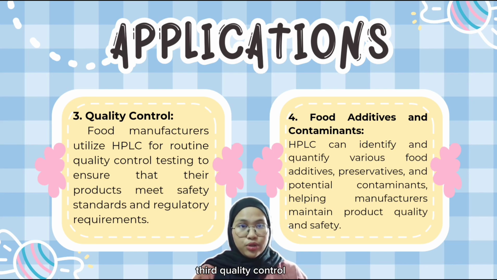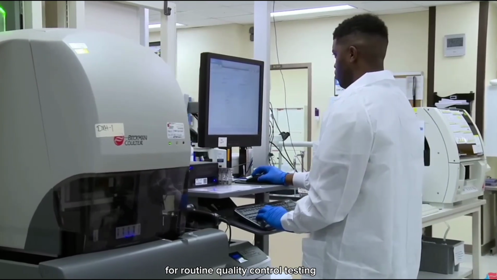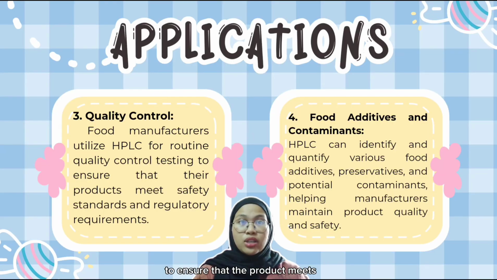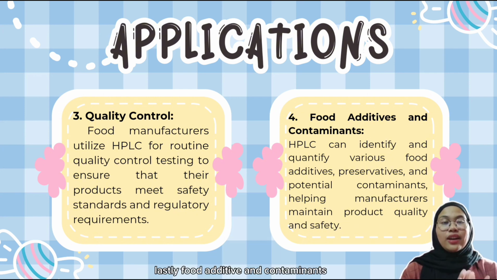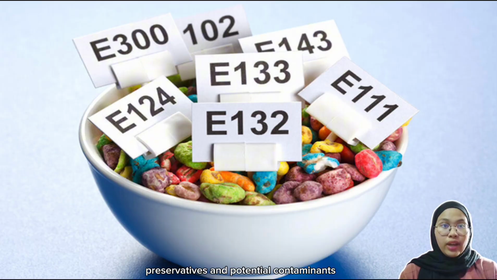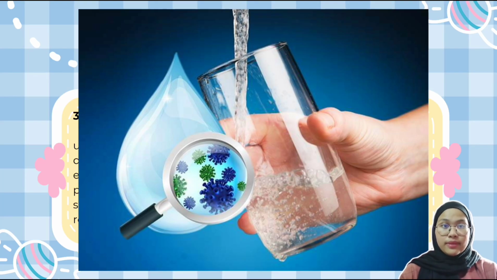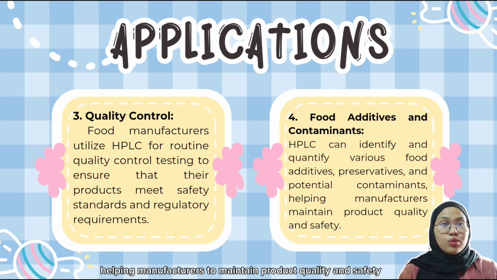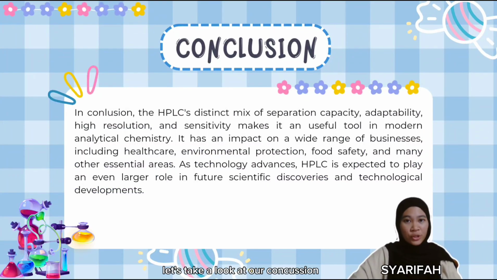Third, quality control. Food manufacturers utilize HPLC for routine quality control testing to ensure that their products meet safety standards and regulatory requirements. Lastly, food additives and contaminants. HPLC can be used to identify and quantify various food additives, preservatives, and potential contaminants, helping manufacturers to maintain product quality and safety.